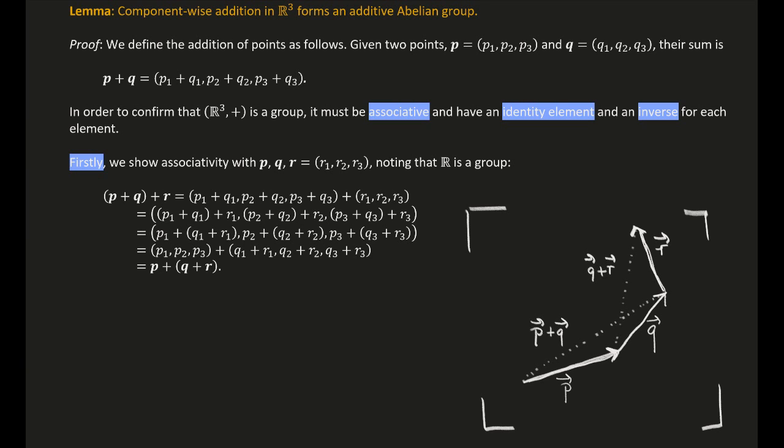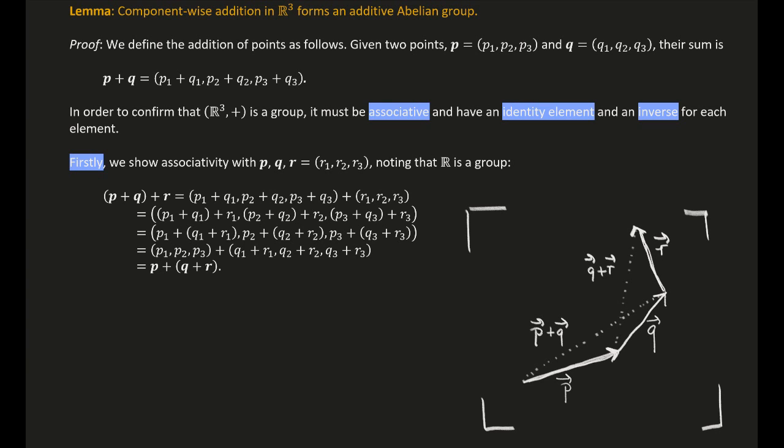So for the proof, let's start by defining the addition of points as follows. Given two points, P and Q, with the components P1, P2, P3, and Q1, Q2, Q3, respectively, we define their sum as the component-wise addition of those components. So for P plus Q, that point will be P1 plus Q1 in the first component, P2 plus Q2 in the second, P3 plus Q3 in the third.